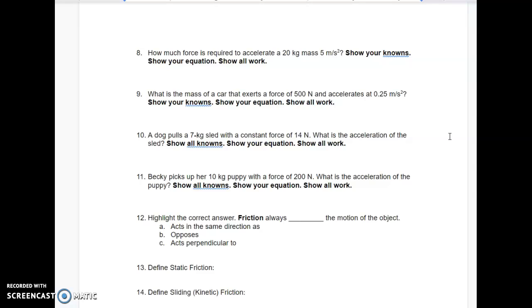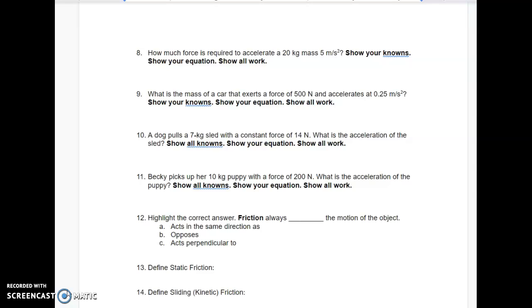at 0.25 meters per second squared? So the car, we need to find the car's mass. So we are given a force and we are given the acceleration. So in order to write down your equation, you need to use Newton's second law, but rearrange that equation. So it should be m is equal to F over A, where F is 500 newtons and A is 0.25 meters per second squared. So your mass is going to be 2,000 kilograms.